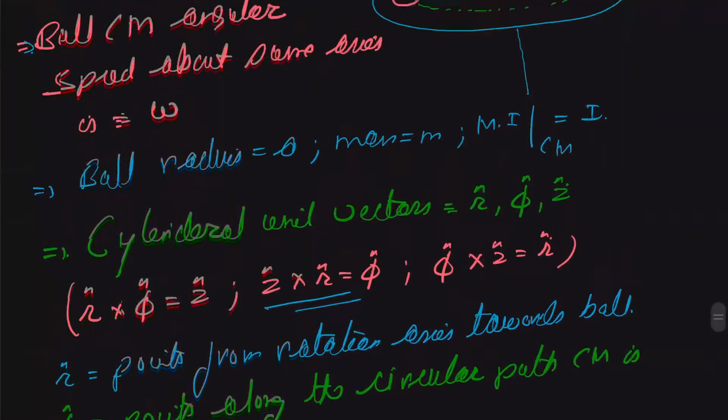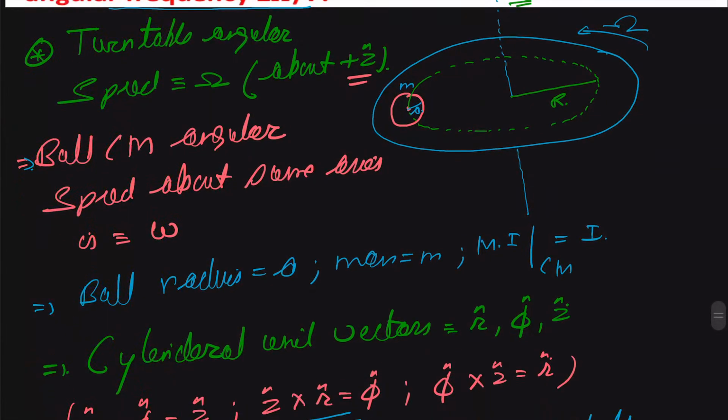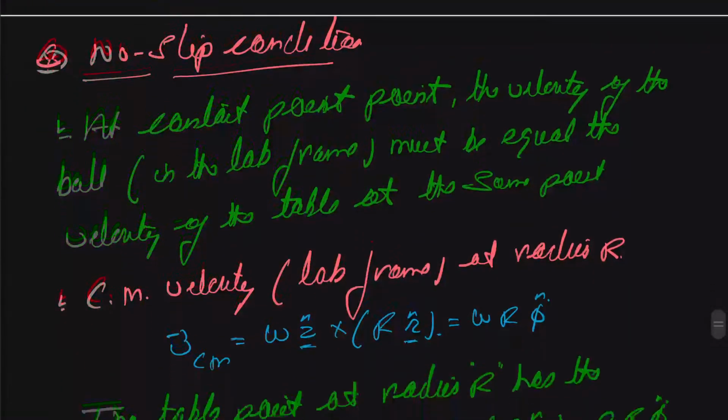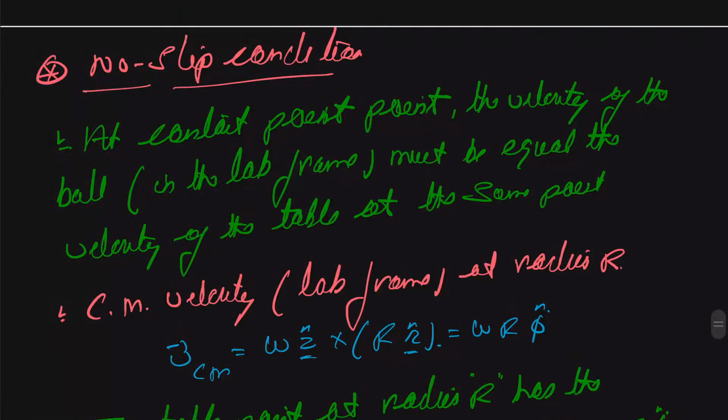So here basically it means that suppose this is our contact point. This contact point is with respect to the table as well as with respect to the ball, and the velocity of this contact point with respect to the ball should be equal to the velocity of the contact point because of this turntable, because both are moving. We have to remember this, because only then is it going to satisfy the no slip condition.